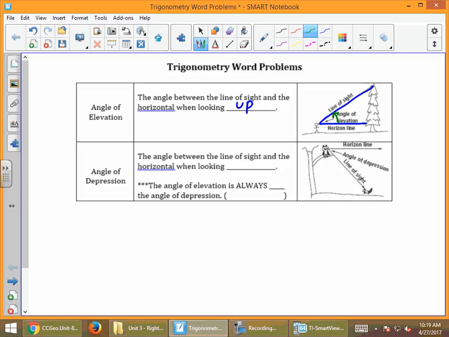The angle of depression is the angle between the line of sight and the horizontal when you're looking down. If we take a look at the diagram, here's our horizontal line, here's our slanted line of sight, because the owl is looking down at that poor little squirrel, and it is an angle of depression. Again, you can use that test when going from the horizontal to the slanted line of sight. Draw an arrow. If that arrow is pointing down, then it is an angle of depression.